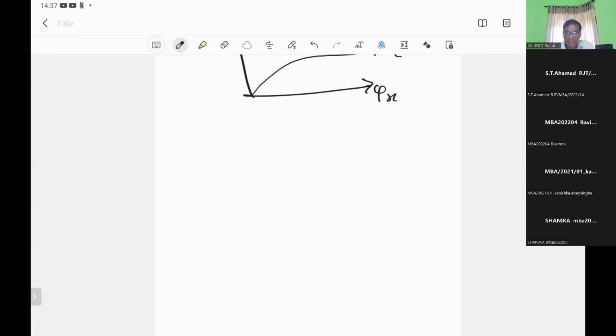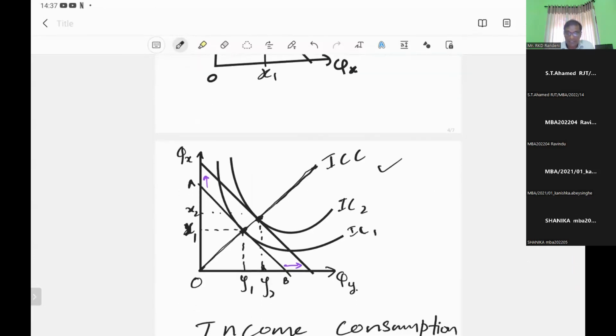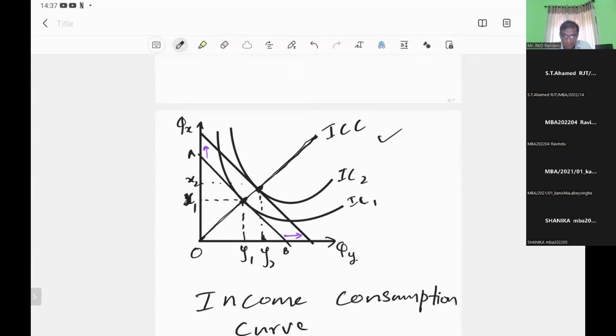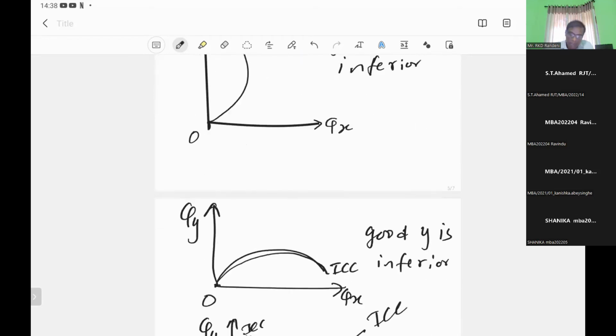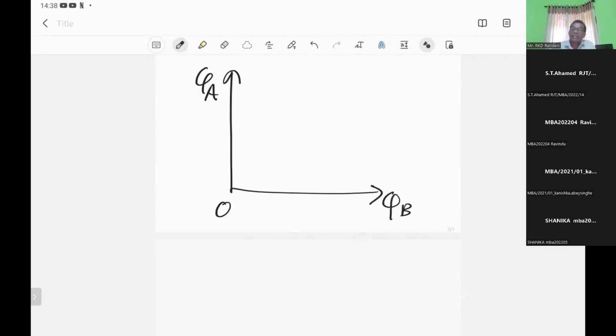Excuse me, sir. Yes. Sir, could you please go back to the first graphs you drew, the ICC? Yes. Sir, but here you drew the x-axis and y-axis the different way. Yes, here X and Y. No problem. I automatically put Y here, that is why I put Y1, Y2, and X here. That is not a problem. You can change it. You can put quantity A here and quantity B here. Okay, sir. Okay.